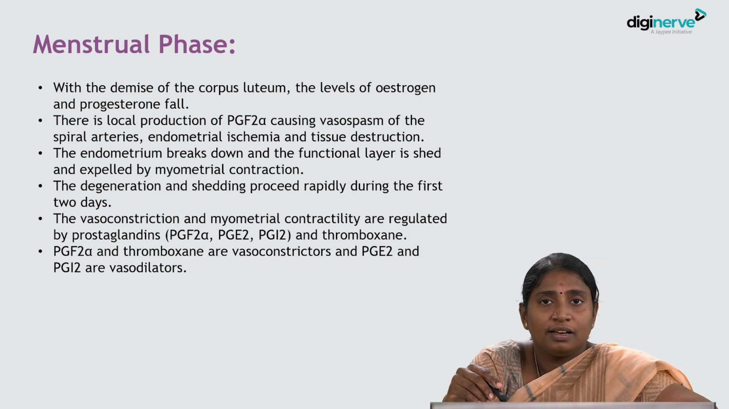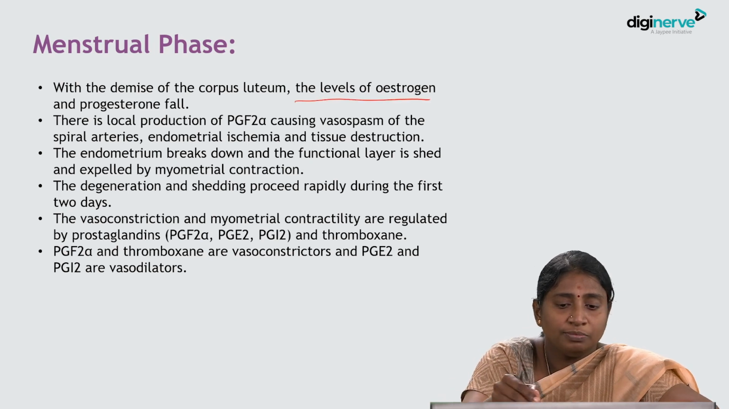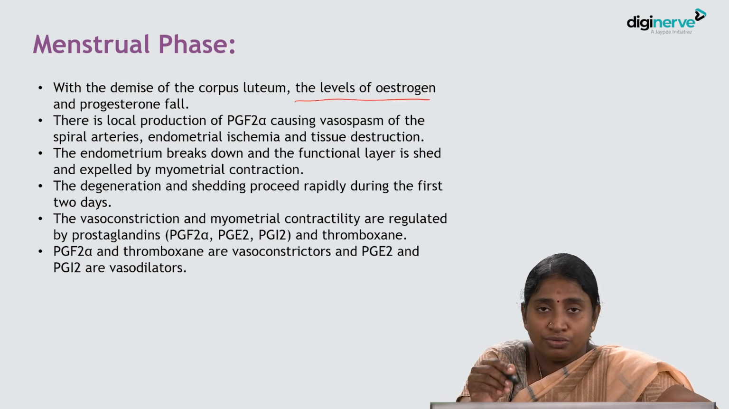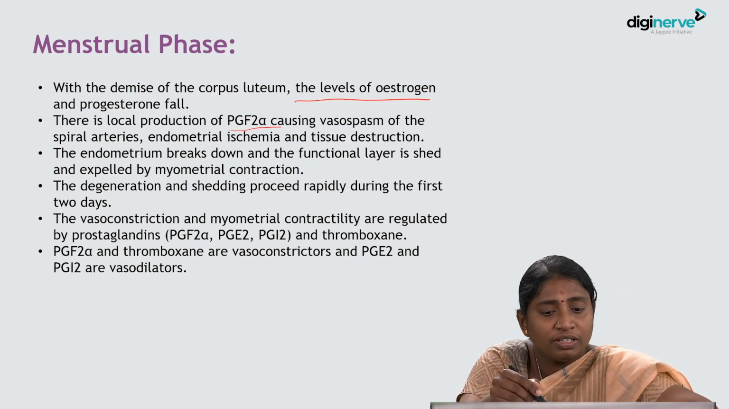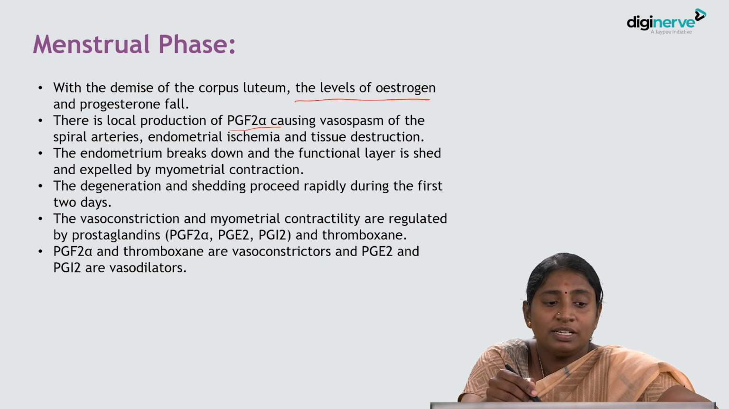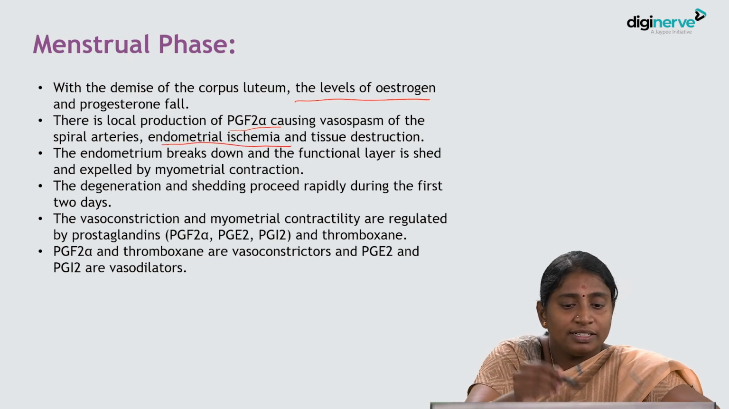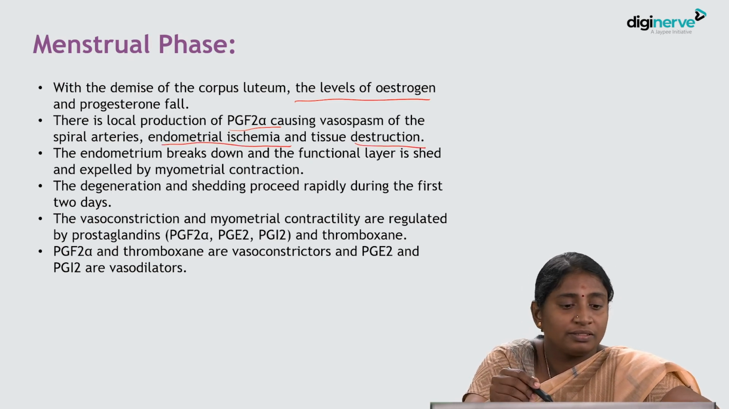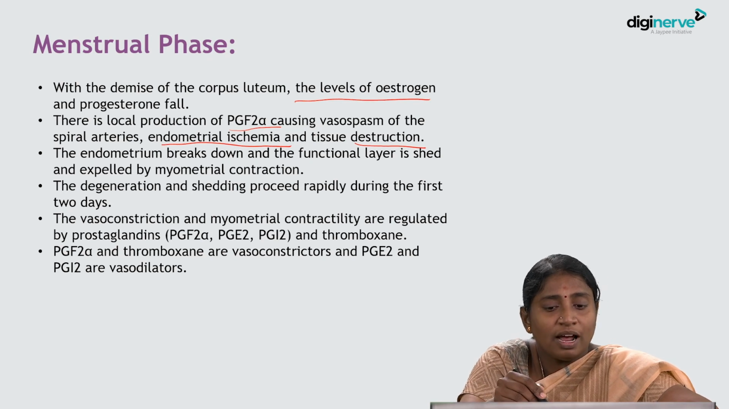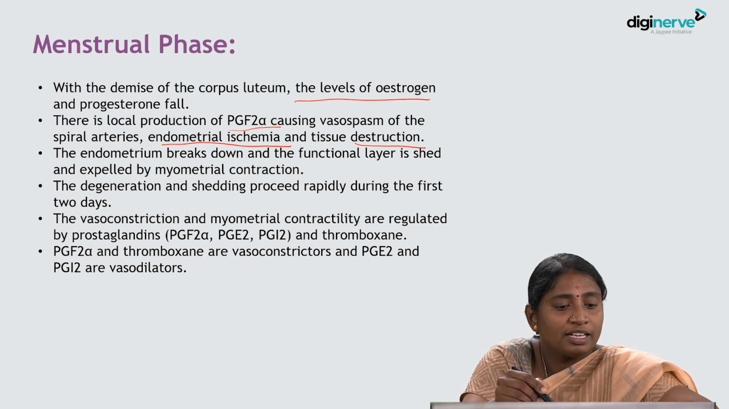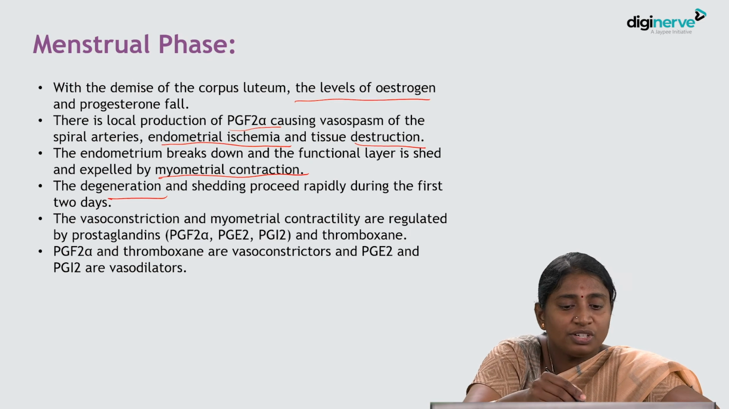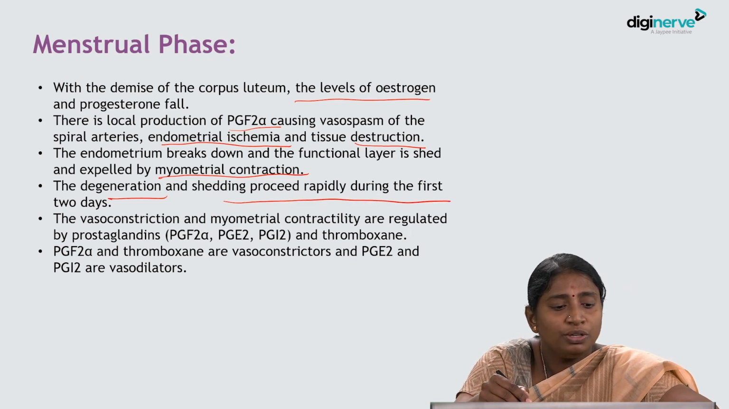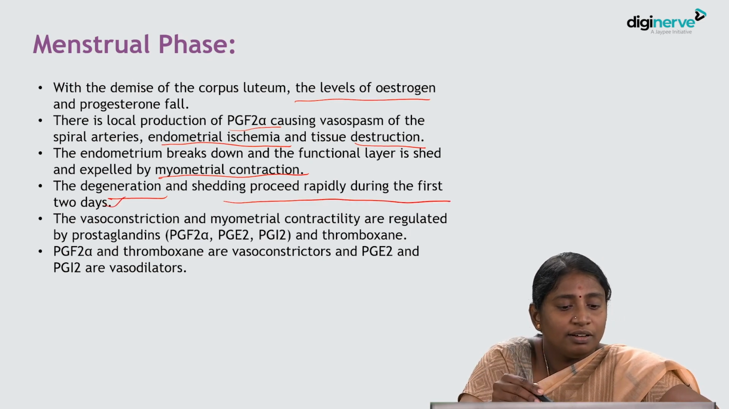Menstrual phase. With the demise of the corpus luteum, the levels of estrogen and progesterone fall. There is a local production of prostaglandin F2 alpha, causing vasospasm of the spiral arteries, endometrial ischemia and tissue destruction. The endometrium breaks down and the functional layer is shed, expelled by the myometrial contraction. This continues every month. The degeneration and shedding proceed rapidly during the first 2 days.